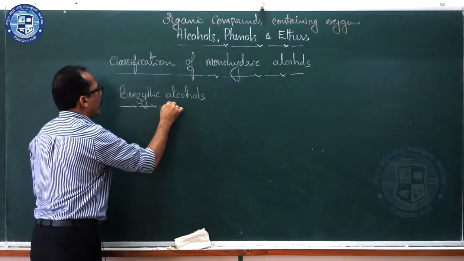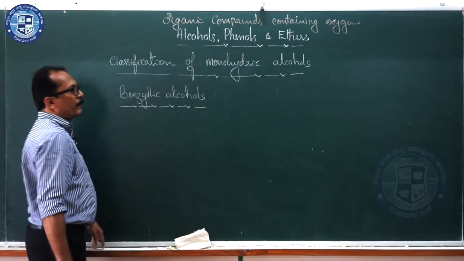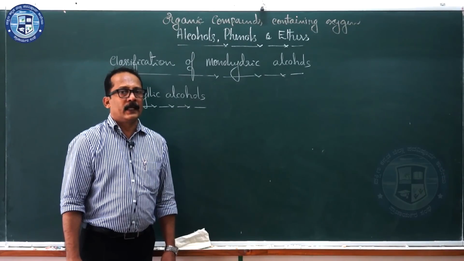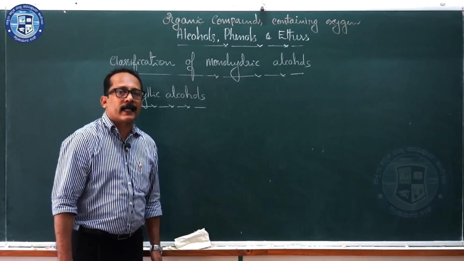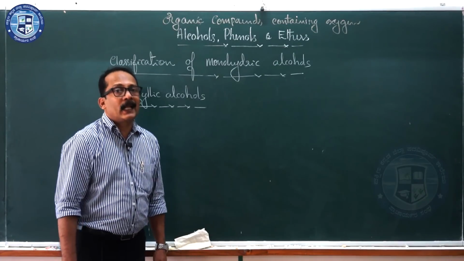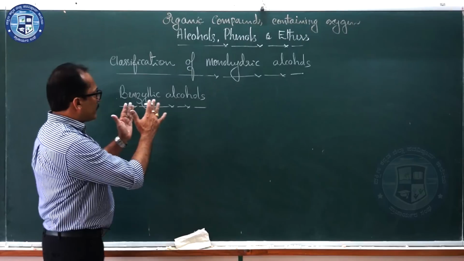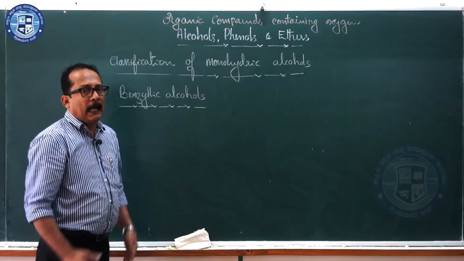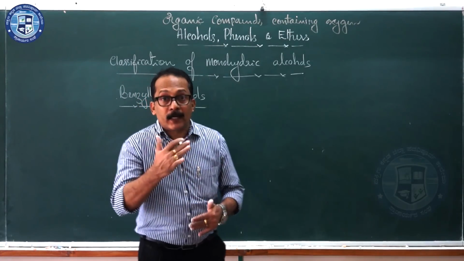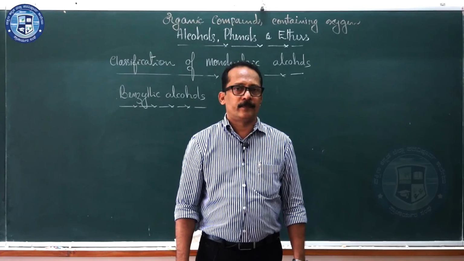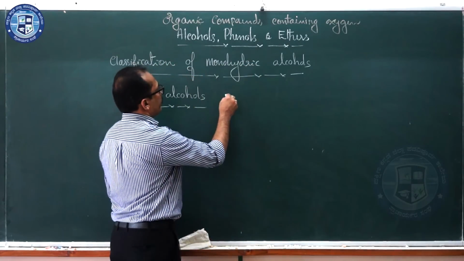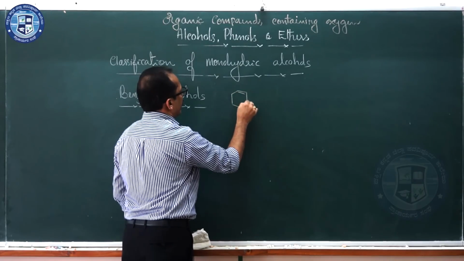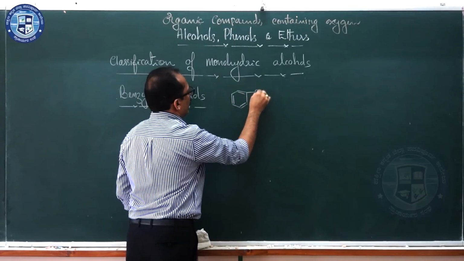OH group is attached to sp3 hybridized carbon atom adjacent to aromatic ring. Simplest example for benzylic alcohol is benzyl alcohol. Now, first we'll go for benzyl group. Benzyl group is an example for an aralkyl group. Benzene ring, this is aryl group. Then alkyl group, CH2.